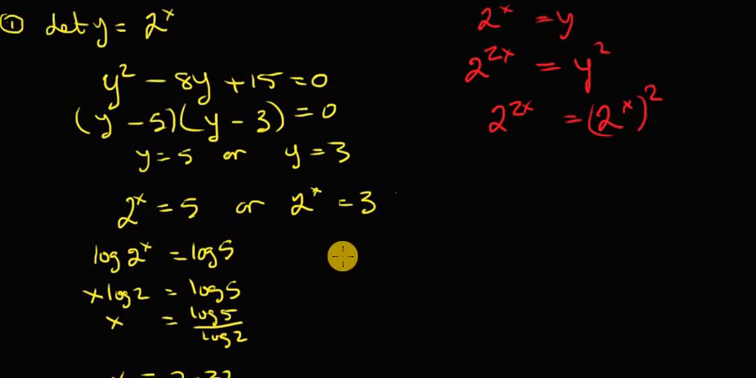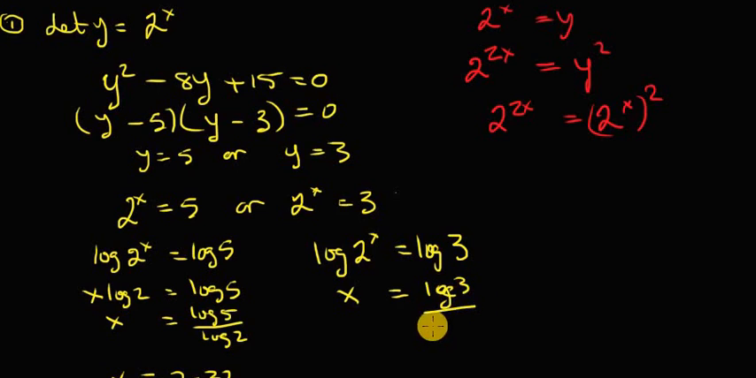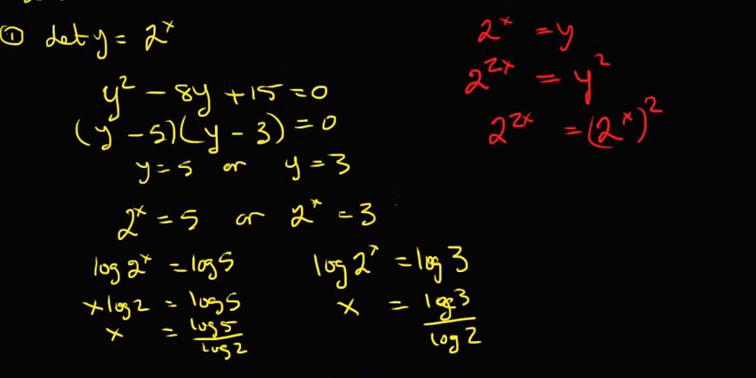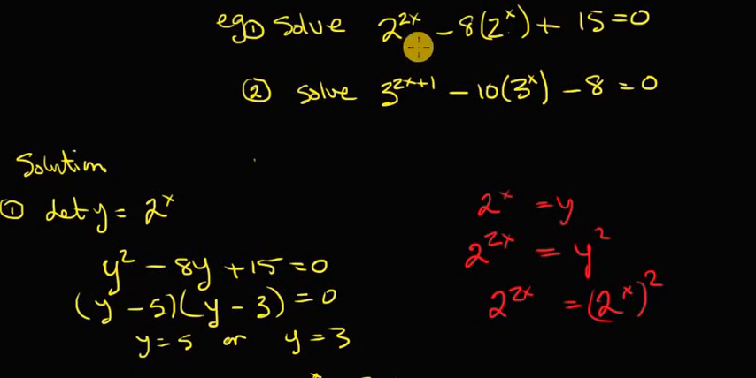2 to the power of x is equal to 3. Let's solve this. We're going to have log of 2 to the power of x is equal to log of 3. And then I can just bring my x down. x is equal to log 3 divided by log of 2. And that means x is going to give me 1.58. Both of these numbers are positive, and both of them are solutions to the original equation, 2 to the power of 2x, and so on.